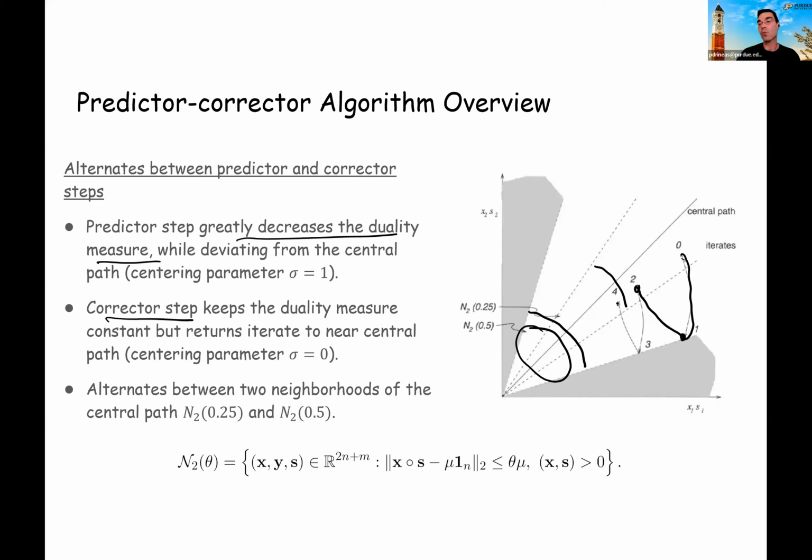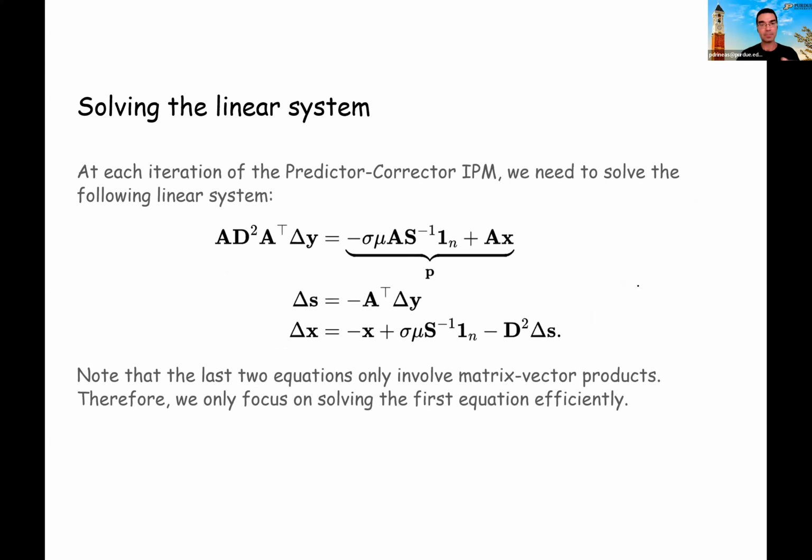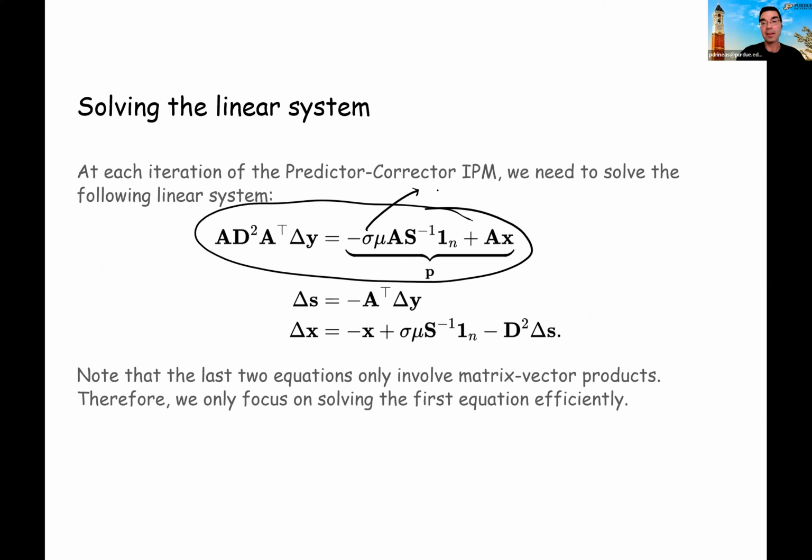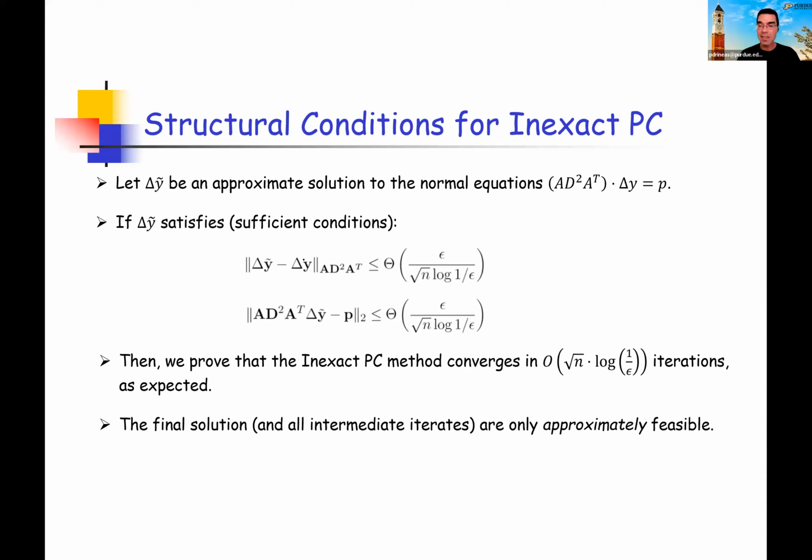So you are allowed to go far away in the predictor step, but then you come back in the corrector step. Again, you have to solve a linear system. It's like solving this linear system twice. This is the centering parameter, sigma. You solve it once with sigma equals 0, once with sigma equal 1. Again, notice that the updates don't matter. They're just matrix-vector products for the slack and the primal variable. It's only for the dual variable that you have to solve the normal equations. Again, same idea. I will actually skip that.